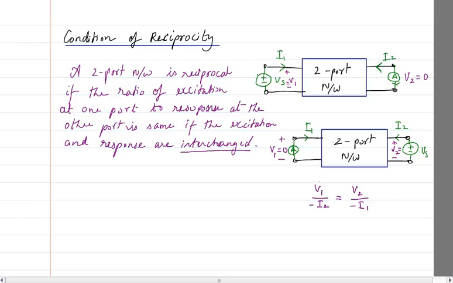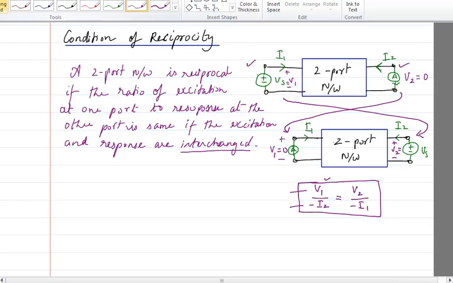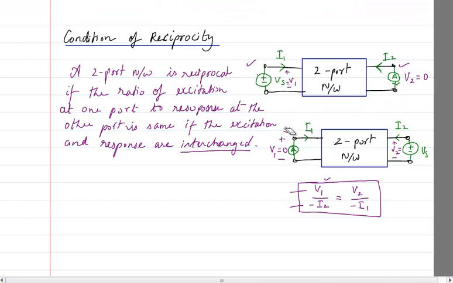So what it tries to say is, if this condition is satisfied, the ratio of excitation to response, where excitation is at one port and response is at the other port, this is at port 1, this is at port 2. See, here we had the excitation here and the response here. In the second case we interchanged: we took the excitation and kept it here, and the response and kept it here. If you interchange the excitation and response like this and get the same answer, then you say that the circuit is reciprocal. Okay, so let us see if we are able to reach this.